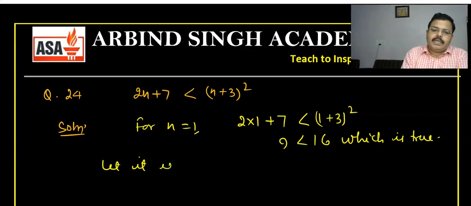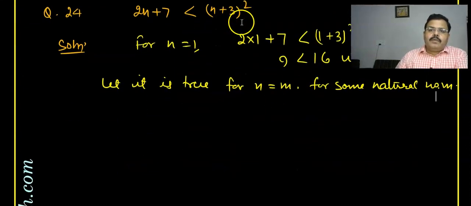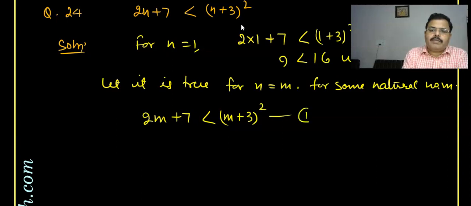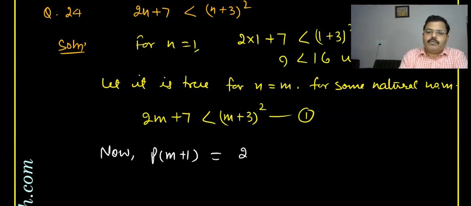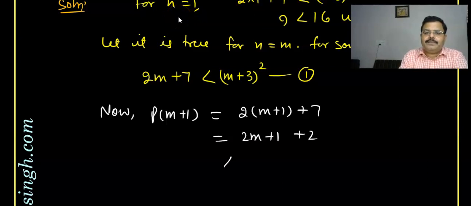Let it be true for n is equal to m, for some natural number m. Then what will happen? Then 2m plus 7 is less than m plus 3 whole square. This will be the first equation. Now, for n is equal to m plus 1, Pm plus 1 is nothing else but 2 times m plus 1 plus 7. So that is 2m plus 7 plus 2. And in place of 2m plus 7, I can write m plus 3 whole square. Then there must be a less than sign, m plus 3 whole square plus 2, isn't it?